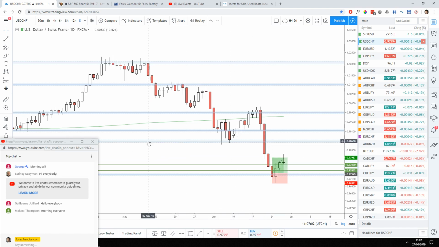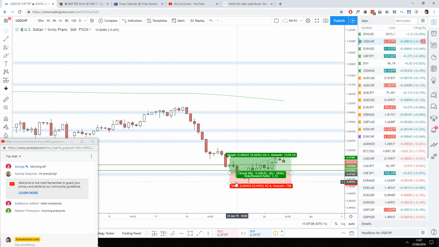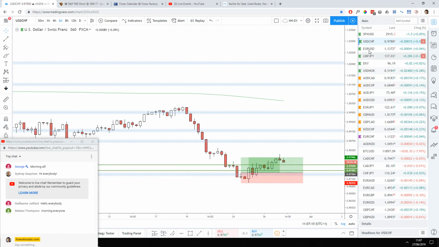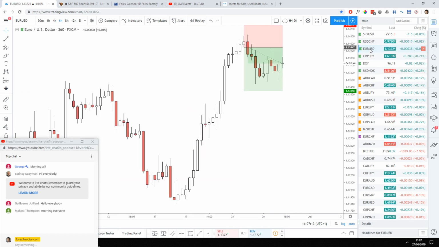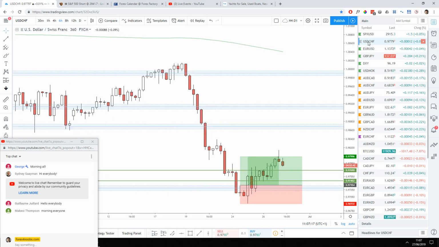So if you went long on USDCHF on the 6 hour, which would have been kind of like here, you should be out of this one with profit. I'm going to take that off the list, actually. Euro USD, and there's nothing going on there today.